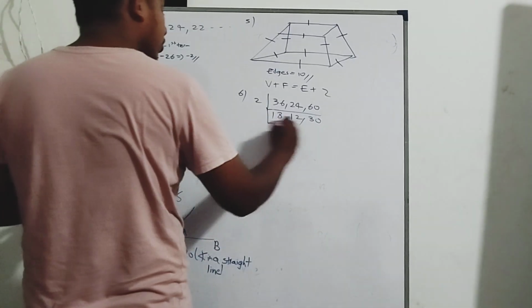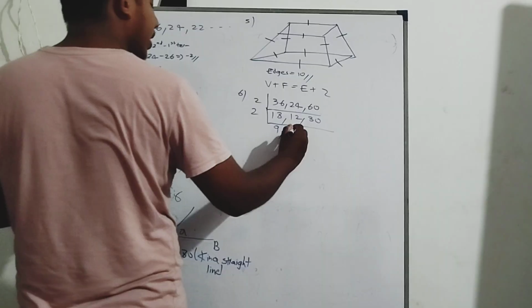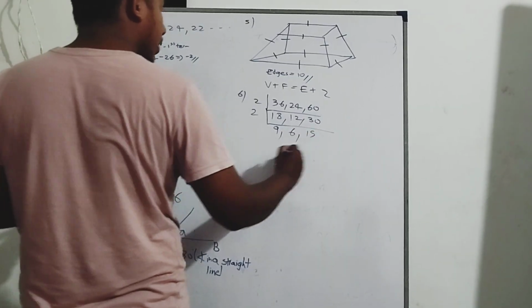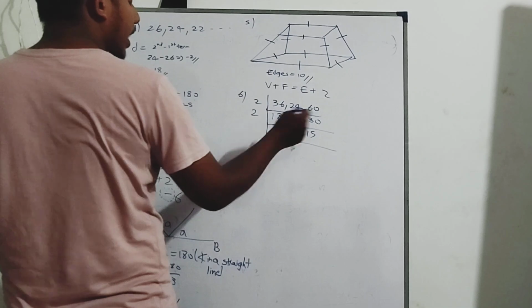Again you divide by 2. If you divide by 2, you'll get the answer 9. Again you divide by 2, 6. 30 divided by 2, 15. Now in this case you can't divide by 2 because 9 is an odd number.